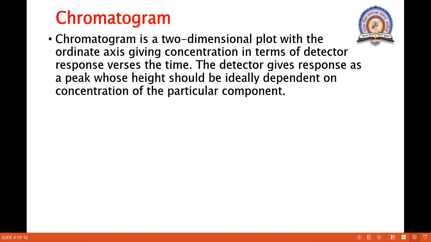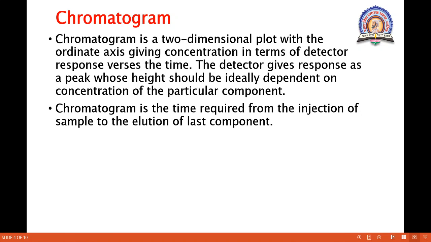The detector gives the response as a peak whose height should ideally depend on the concentration of a particular component. Suppose we are getting a very sharp peak, that means the concentration is very less. And if we are getting a broad peak, that means the concentration of that compound is also more. The chromatogram is the time required from the injection of the sample to the elution of the last component.